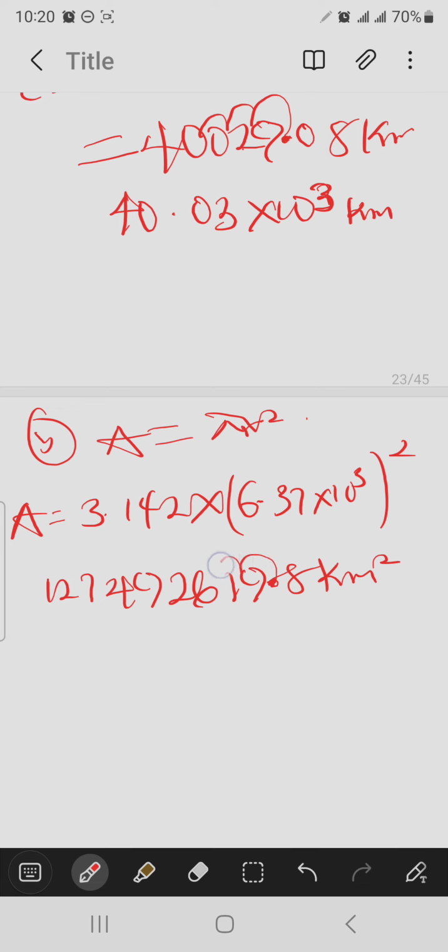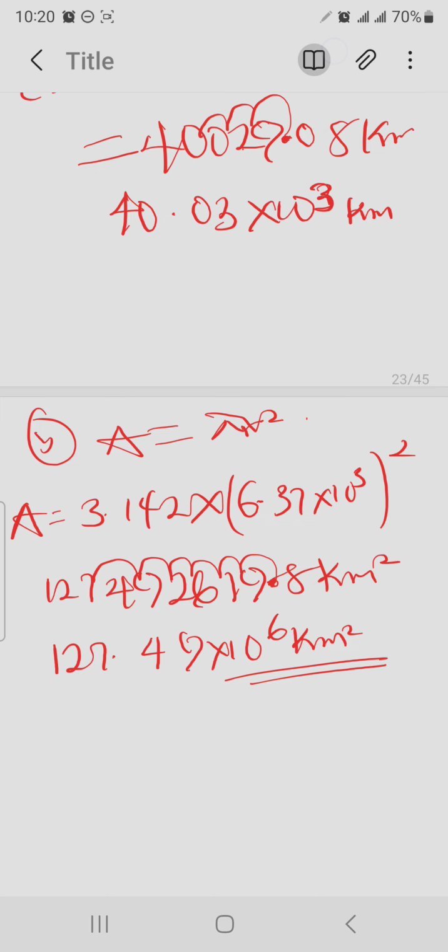Now when I change this to index form, the dot is going to be moved 1, 2, 3, 4, 5, 6 places. So I have 127.49 times 10 raised to the power 6 square kilometers. And this is going to be the answer for this.